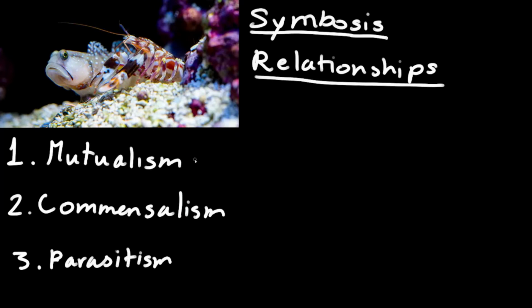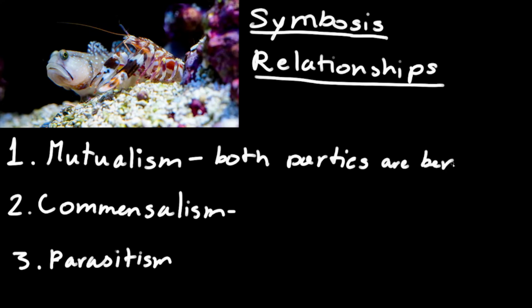Alright, so these 3 relationships affect the 2 types of species, or both of the parties, in their own way, and it's not that complicated, but we'll get into it. So the first one is mutualism, and that is when both parties are benefited. So both parties are benefited in this relationship, such as the goby fish and the shrimp.